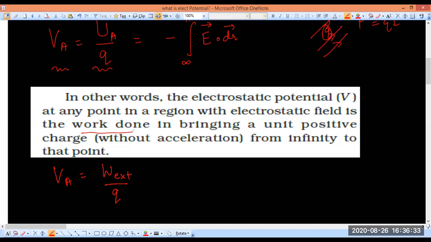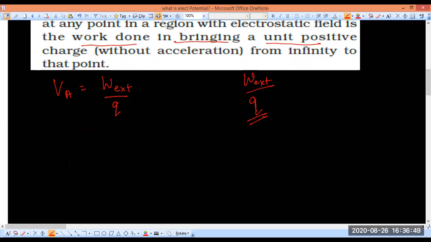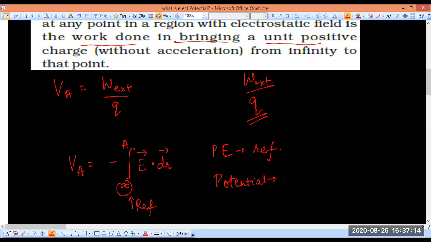It is the work done in bringing a unit positive charge, meaning whatever work you are doing per unit charge. So that's how you have defined the potential. Ultimately, the important formula is this: VA is equal to negative integration of E vector dot dr vector from infinity to A. This infinity again is the reference. Don't forget, just like potential energy needs a reference, potential also needs a reference, and we are taking that reference at infinity.